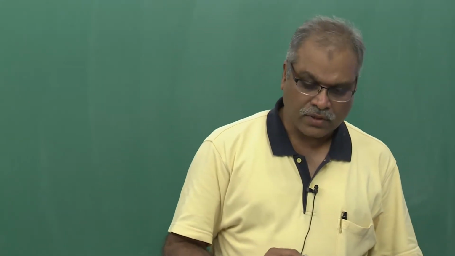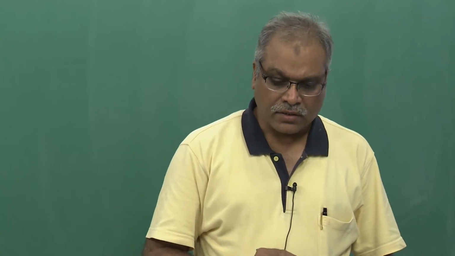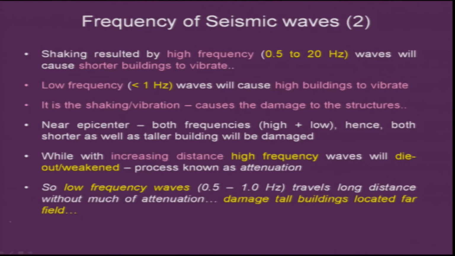Back. In the last lecture we talked about seismic waves, and the most important part we discussed was the frequency of seismic waves. Different types of frequencies are generated during an earthquake. Basically the body waves are the higher frequency waves, ranging from 0.5 to 20 hertz, whereas the surface waves are low frequency waves, having frequencies less than 1.0 hertz.